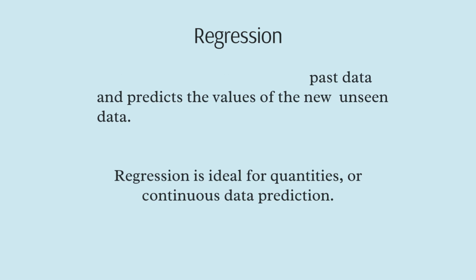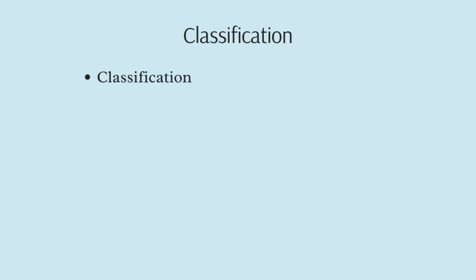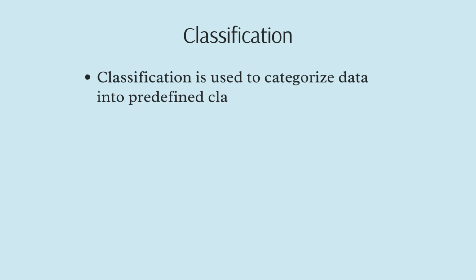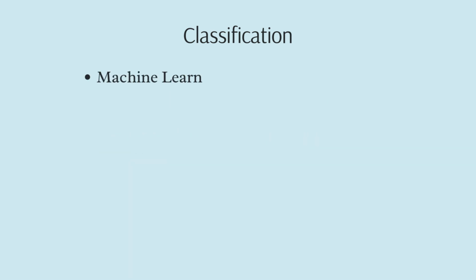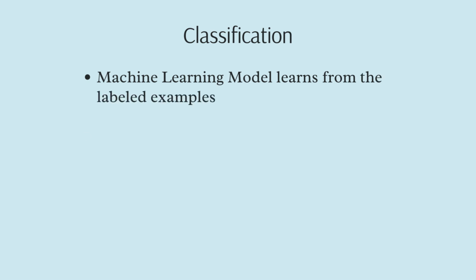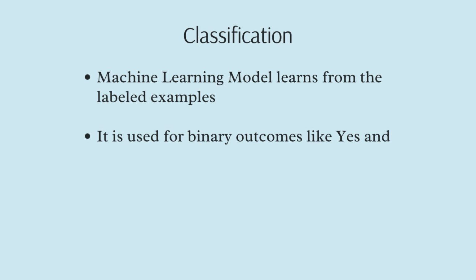Next, we have classification. Classification is used to categorize data into predefined classes or groups. A classic example is spam detection, where emails are classified into either spam or not spam. The model learns from labeled examples to classify new data. Classification is particularly useful when you're dealing with binary outcomes or multiple categories, such as detecting fraudulent transactions or diagnosing diseases from medical data.